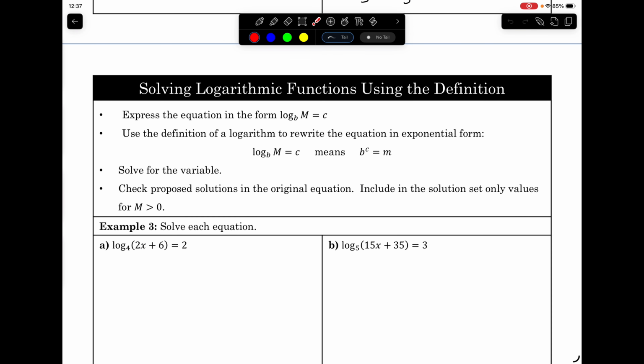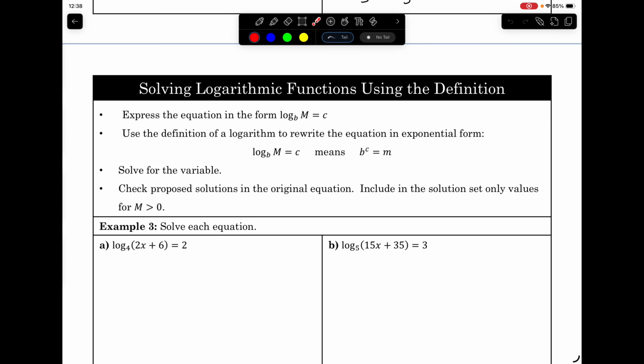So here I have the steps on how to solve a log function using, again, its definition. What we need to do is express the equation in the form log base b of some value m equals a constant, a number, c. Using the definition of log, recall that log base b of m equals c means that our base raised to this value of c is going to equal the input value m.